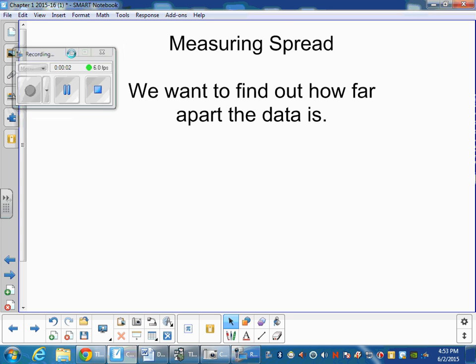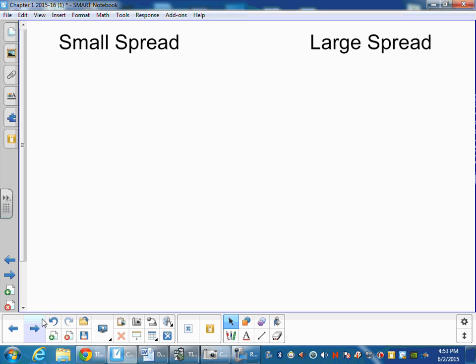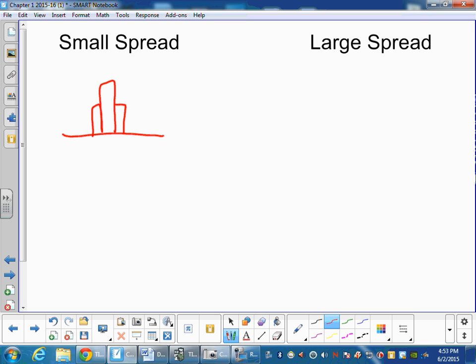All right, we're still finding other ways to measure spread. We want to find out how far apart the data actually is, and that's the main thing that spread does. If something has a small spread, it might have a graph like this. A large spread would have a graph like this. It's spread out quite a bit, where this one is really close together.